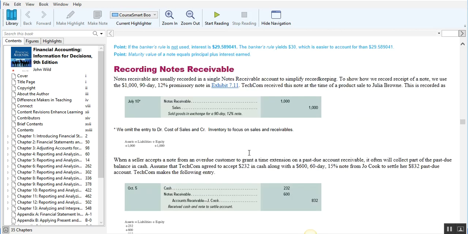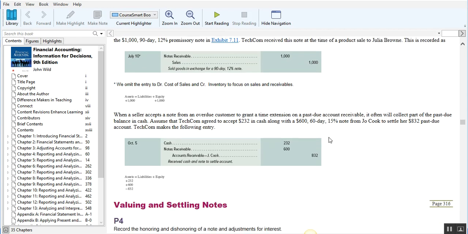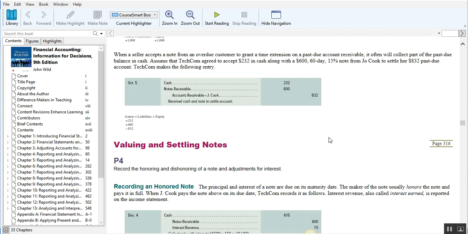Now, when we record the note, if we're just doing it based on sales, we're going to do it like we do in accounts receivable. We'll have notes receivable and then the sale, and we'll identify the amount. Now, sometimes we'll accept a note from an overdue client or customer, like I mentioned earlier, simply because they don't have the money and we are interested. We will offer them the opportunity to extend it if we have the opportunity to earn interest.